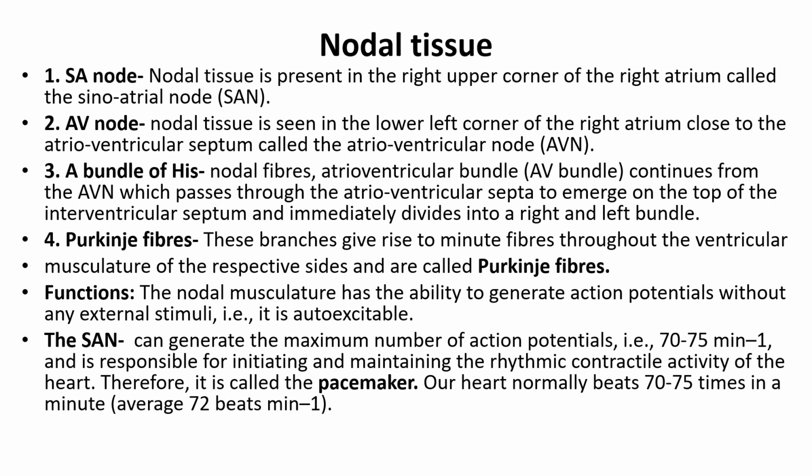These branches give rise to minute fibers throughout the ventricular musculature of the respective sides and are called Purkinje fibers. Function: the nodal musculature has the ability to generate action potential without any external stimuli. It is auto-excitable. The sinoatrial node can generate the maximum number of action potentials, that is 70 to 75 per minute, and is responsible for initiating and maintaining the rhythmic contractile activity of the heart. Therefore, it is called the pacemaker of the heart. Our heart normally beats 70 to 75 times, average 72 beats per minute.